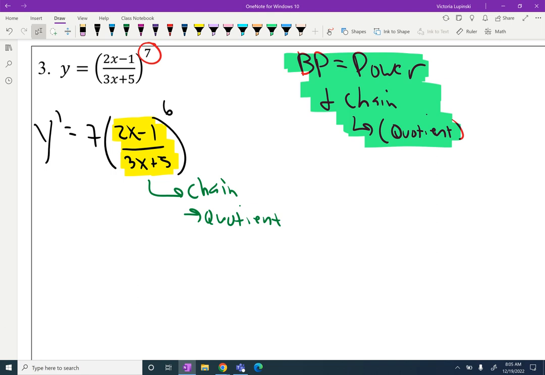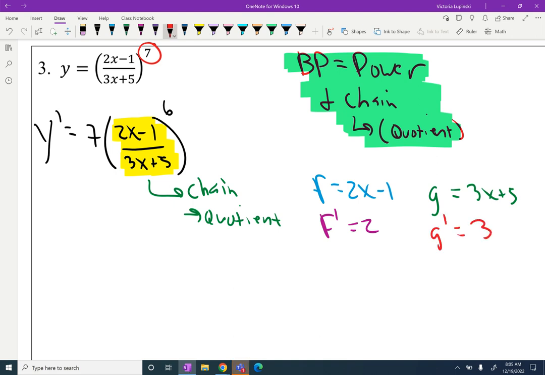So I'm going to leave that black part by itself, and I'm going to pop out the quotient rule. So if I'm going to pop out the quotient rule, I'm doing the quotient rule for the yellow. So what's f? 2x minus 1. What's the derivative of f? 2. What is g? 3x plus 5. And the derivative of g? 3.